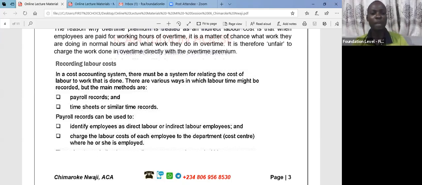Now, payrolls can be used to identify employees as direct labor or indirect labor employees and charge the direct labor cost of each employee to the department or cost center where he or she is employed. So just take note of that.